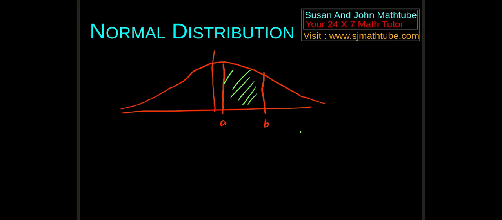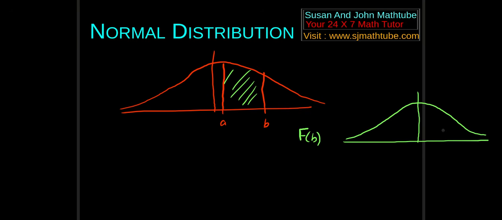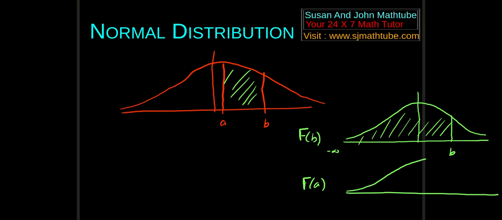From the table, you'll be able to find F of b. Now let's check what is F of b. F of b means the area from minus infinity to b, this much. Now F of a means the area from minus infinity to the point a. So that will be this.